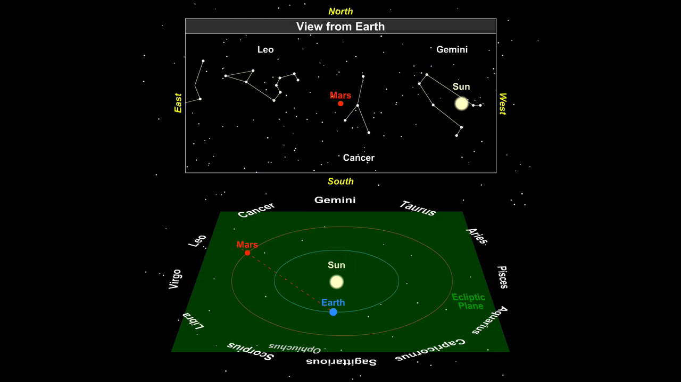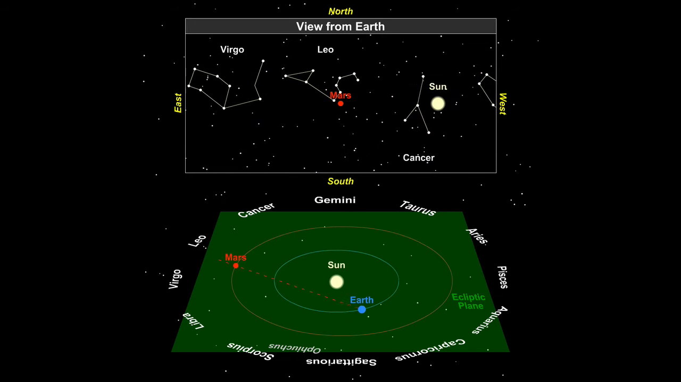As you watch, keep in mind that the animation is simulating a full year each time you see Earth orbit the Sun. In other words, the changes you see in the view from Earth are something you would notice only if you marked Mars's position in the sky night after night for many months. On a single night, Mars rises in the east and sets in the west, just like all other celestial objects.